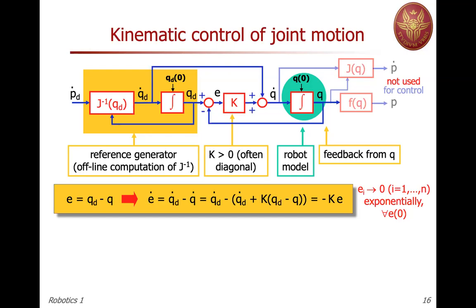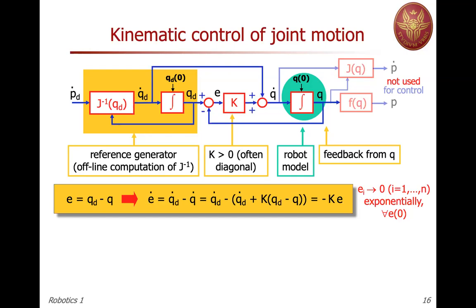So this means that the error goes to 0. It means also that if we start with 0 error, the error will remain 0. Because the behavior is exactly that of an exponential, and the solution is E of 0, the initial error, times an exponential of minus Kt, over time. So this is a very nice result. We know how fast we could recover the error.